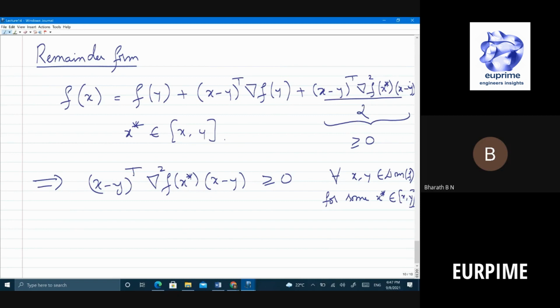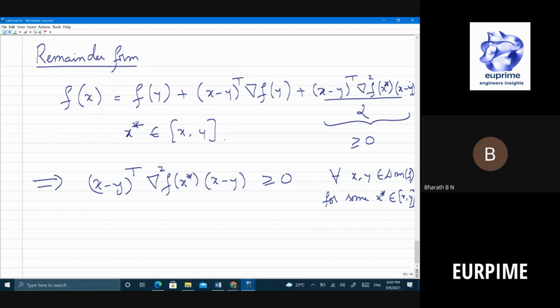Now, if I ask the reverse question, suppose this is true for any x, y. That means for any x minus y it's true. That means you take any vector v, v transpose Hessian v is greater than or equal to 0. So what does that mean? The Hessian is positive semi-definite, right? So now, what can you conclude from this? Okay, so I'll pause here for some time. What can you conclude from this?